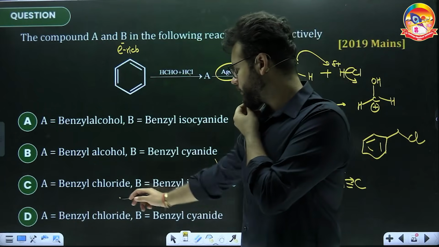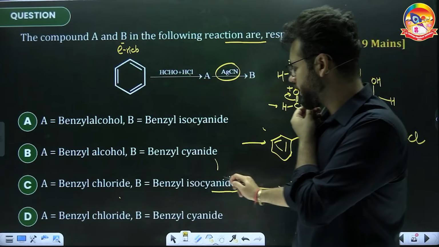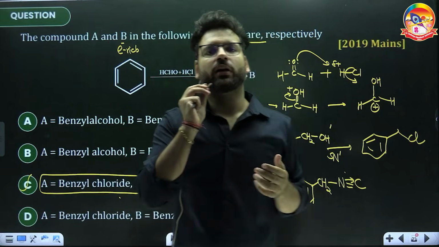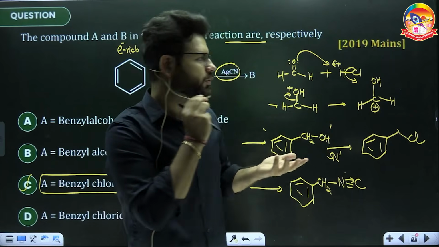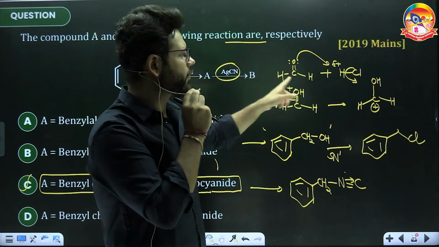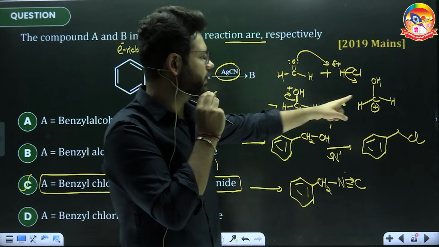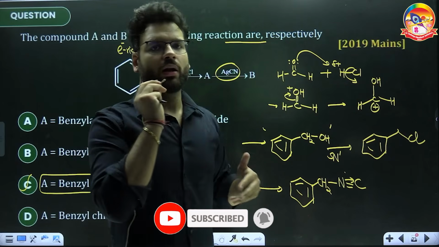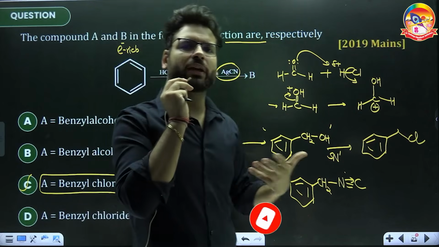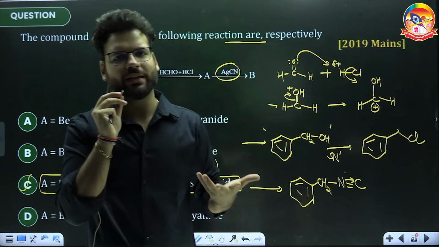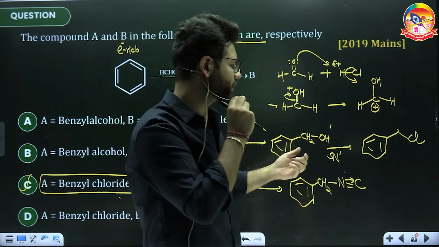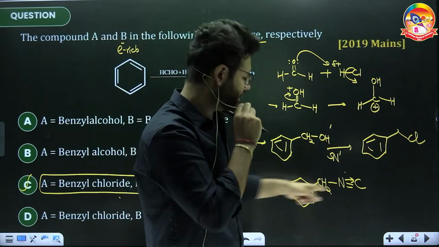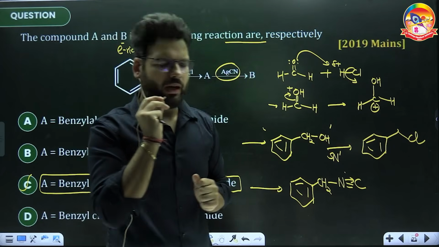So A is benzyl chloride and B is benzyl isocyanide. A very interesting question where we had to think of the mechanism on our own: when formaldehyde reacts with HCl, it can convert to the CH2OH carbocation, which attacks benzene and gives you benzyl alcohol. But we know benzyl alcohols do not give any reaction with AgCN or KCN because OH minus is a very poor leaving group. So first we do the reaction with HCl, the Lucas test, to give benzyl chloride, and then we can react it with AgCN. I hope it makes sense to you.